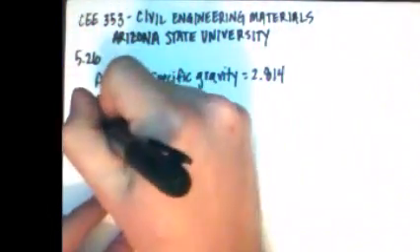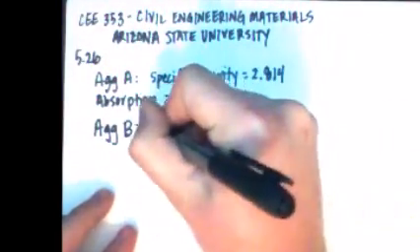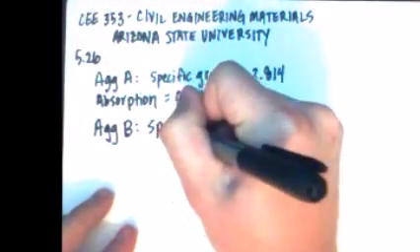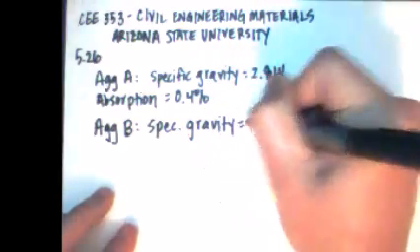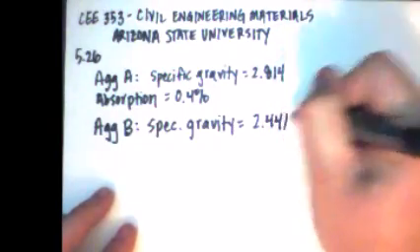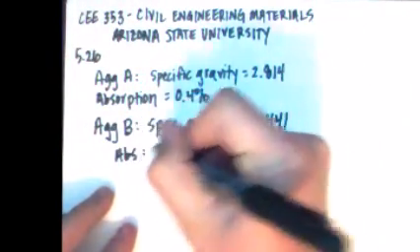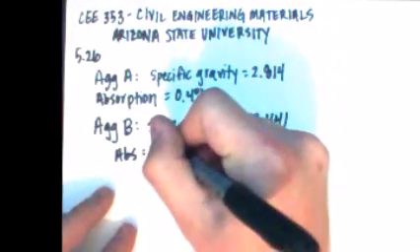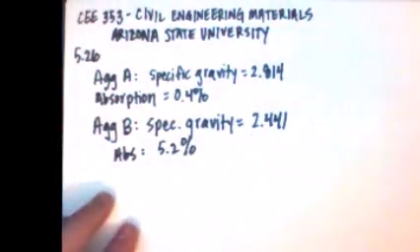And then aggregate B has a specific gravity equal to 2.441 and absorption equal to 5.2%. Now these are all our givens.